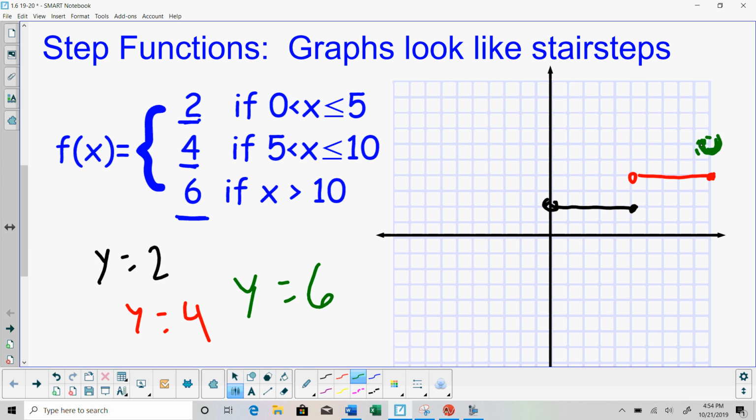So that final graph is going to have a hole in the graph there. I'm trying to make a hole in the graph. So I need a hole in the graph here, and then the horizontal line to the right. All right, so that's our first graph.